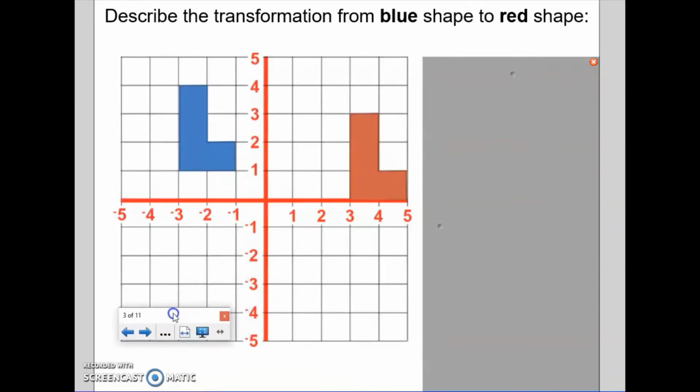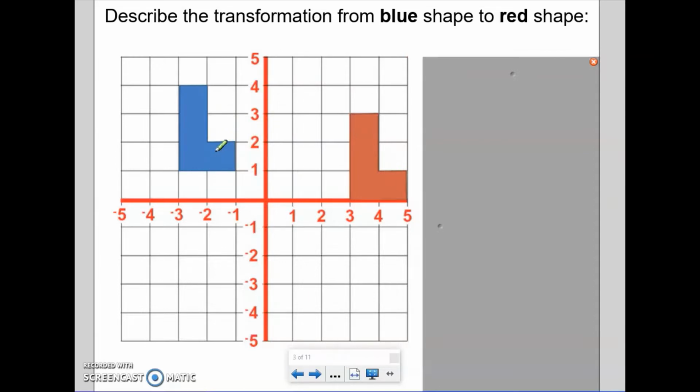Okay, so let's have a look at a few examples. Describe the transformation from the blue shape to the red shape. So we're going from blue shape to red shape. So first of all, I need to decide, is it an enlargement? Is it a rotation? Is it a reflection? Or is it a translation?